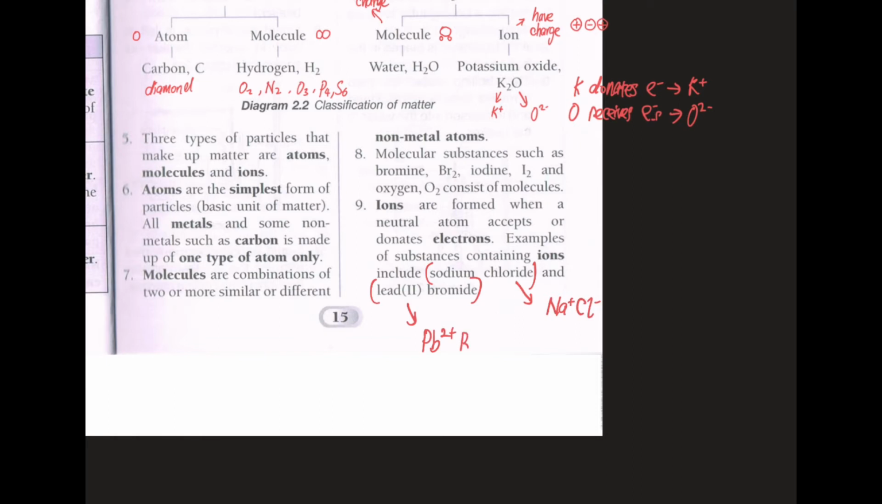Bromide, Br minus, 2 of them, bromide. Okay, so they are ions again. Okay, now let's move on.